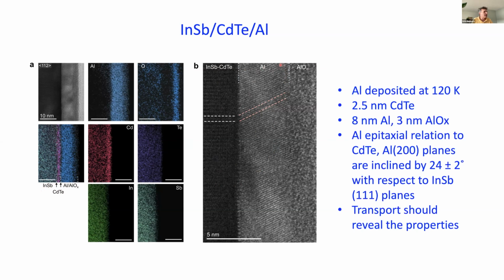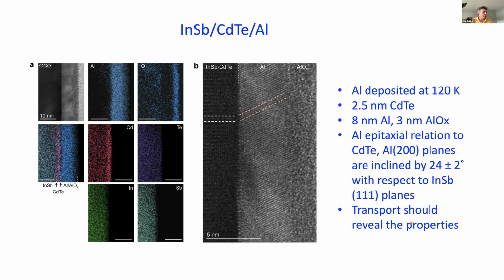The aluminum is crystalline, although it has been deposited at 120 Kelvin, it still forms a single crystal. And it also has an epitaxial relation to the cadmium telluride. So what we see here are the two 0 0 planes, which are inclined with this angle of 24 degrees with respect to the 101 planes in the indium antimonide. But it has a nice epitaxial relation.